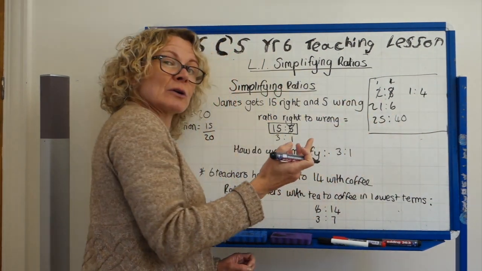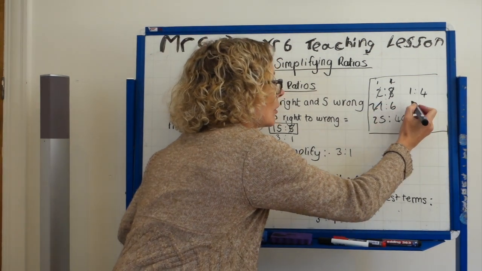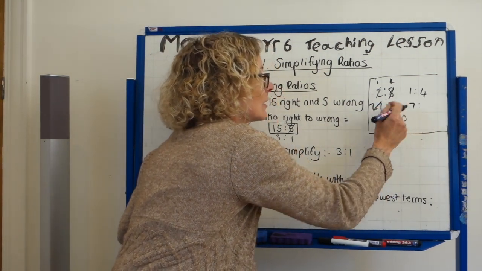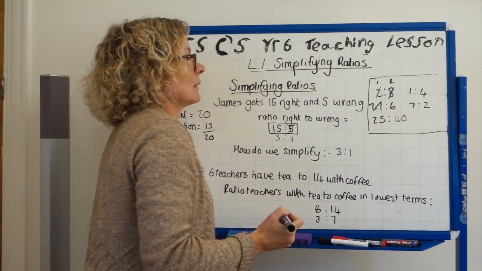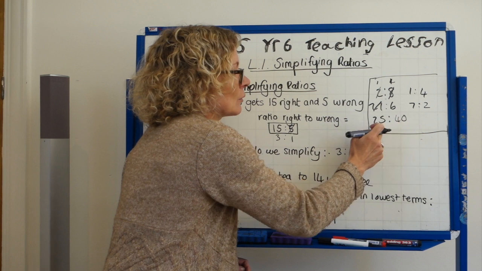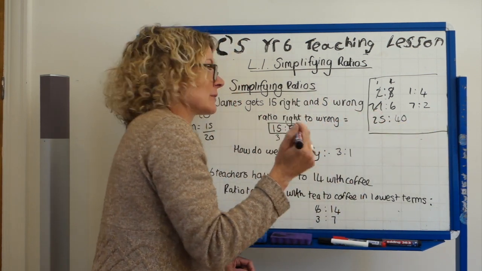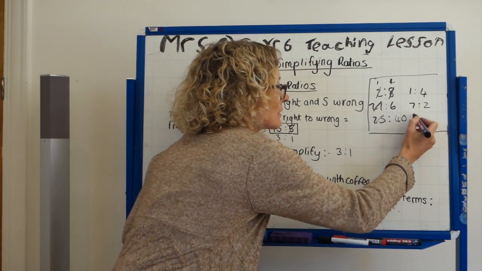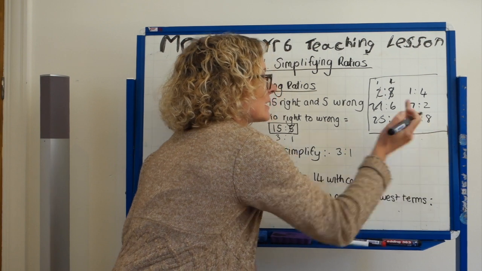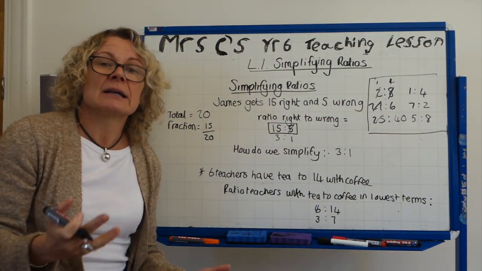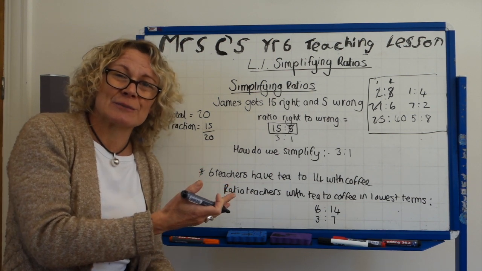21 to 6, what goes into that? 3, yeah. 3's into 21 go 7 times, and 3's into 6 go 2 times, so 7 to 2. And how about this one? What goes into 25 and 40? It ends in a 5 and a 0. 5 is the obvious choice. 5's into 25 go 5, 5's into 40 go 8. 5 to 8. Okay? Easy as pie. Back in a moment with some questions for you to do for tomorrow.